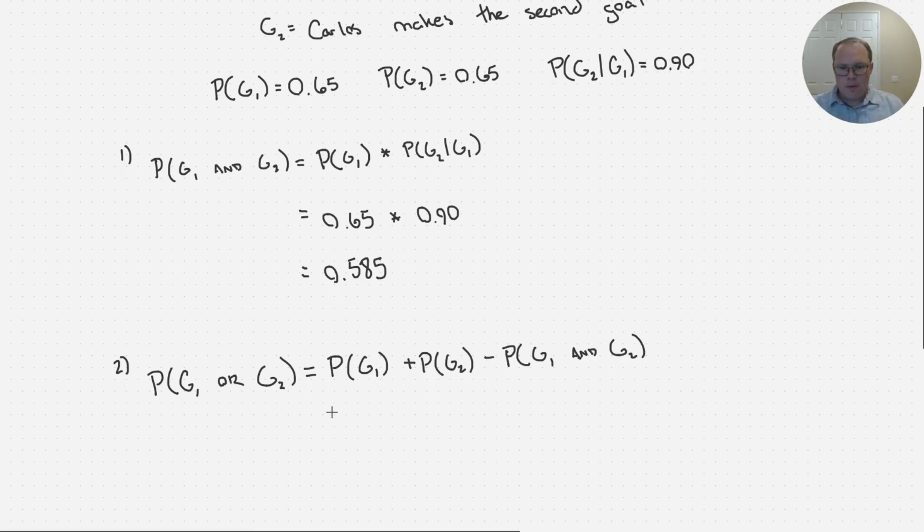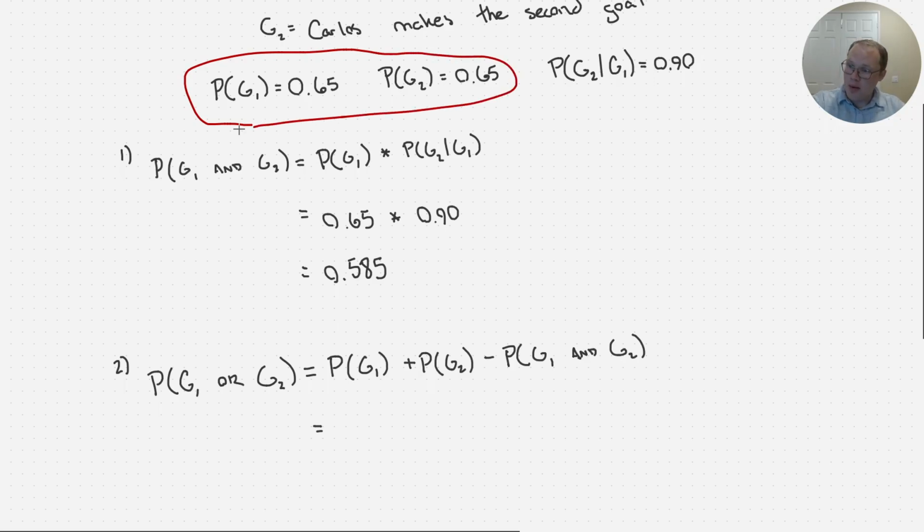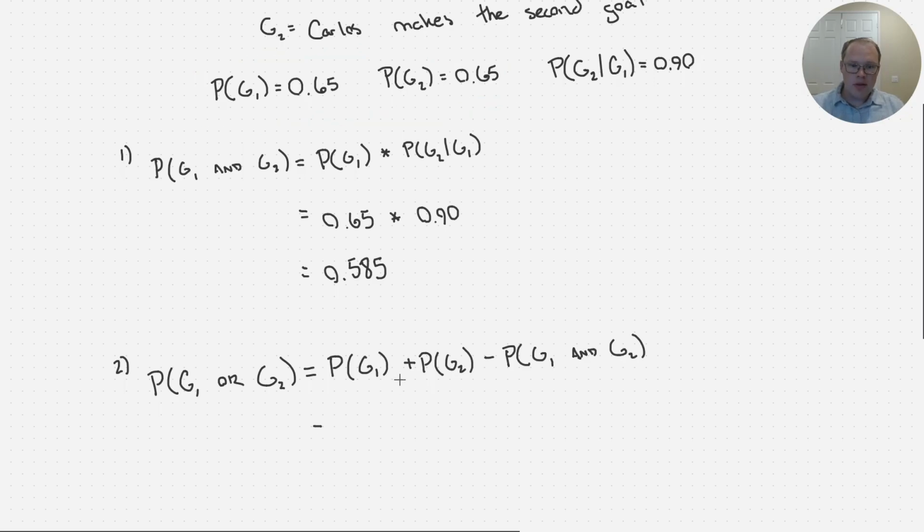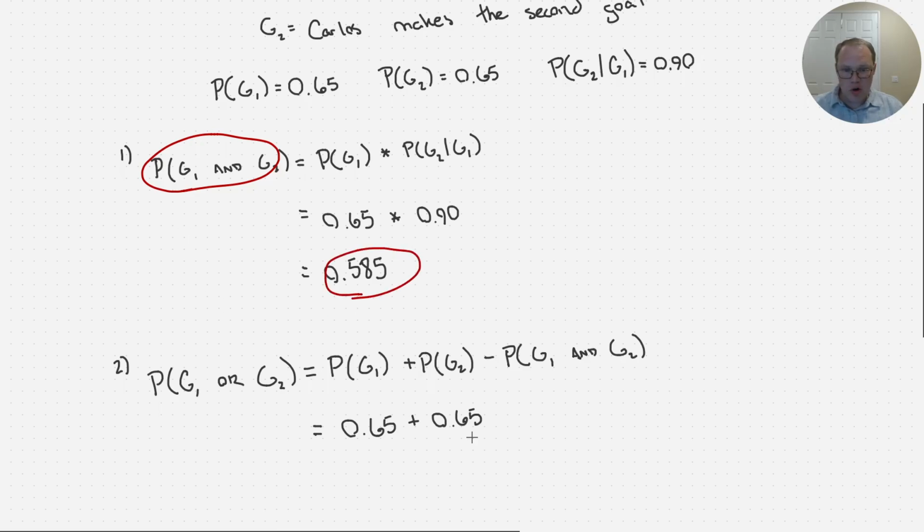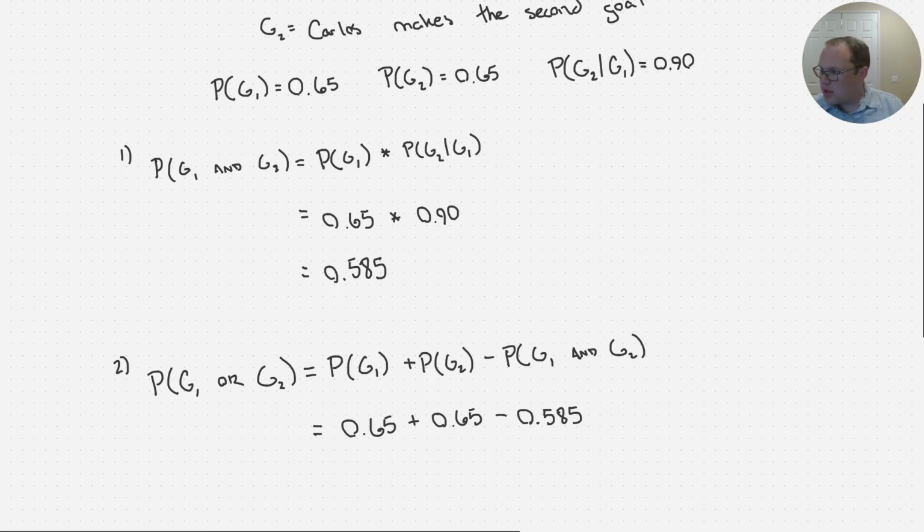Okay? So we know from the problem statement that the probability of G1 and the probability of G2 are both 0.65. So I have 0.65 plus 0.65, and then I need to subtract the and probability, which I just calculated. That's 0.585. So I'm going to subtract 0.585. Throw that into a calculator. And we get 0.715.